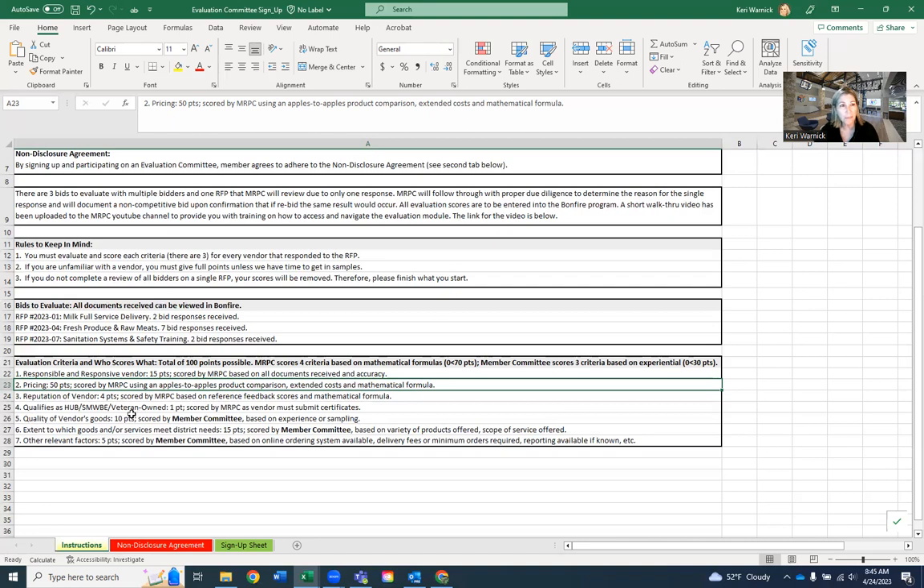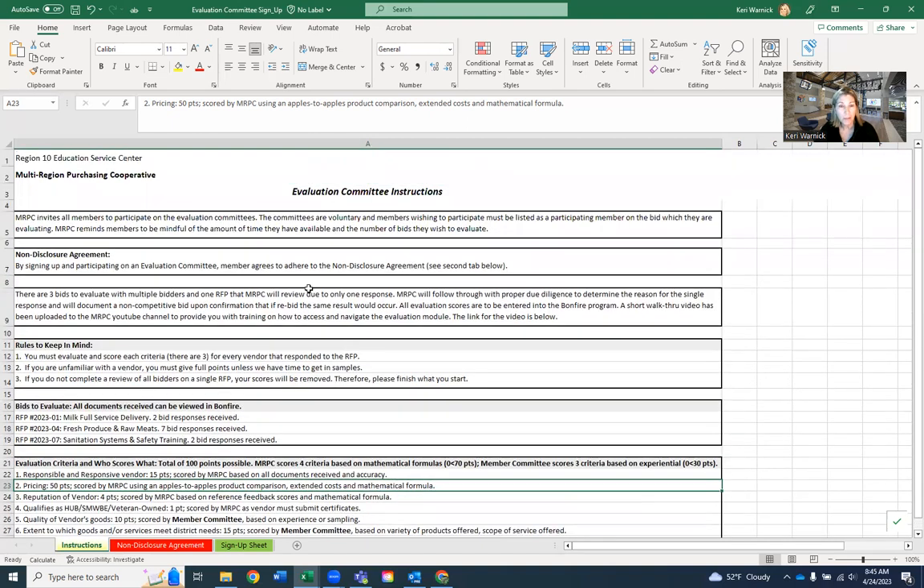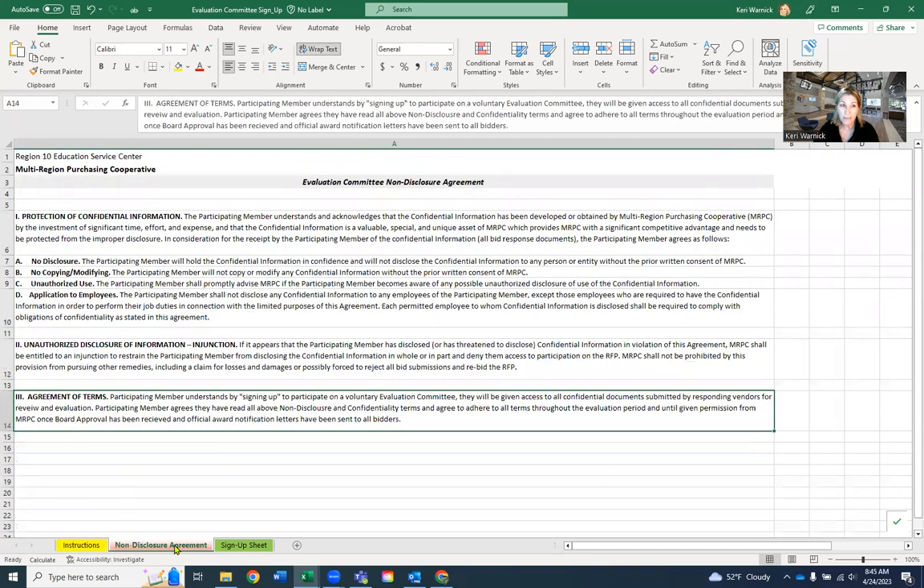So just a couple of things to keep in mind, but please do read through all the instructions to be an evaluator. There's also a non-disclosure agreement. You are required to read it and understand it. Disclosing confidential information during an evaluation period, if it is discovered, is considered collusion, a conflict of interest. It could kill the bid and force multi-region co-op to go back out for a new bid. And it also could prevent you from participating on the bid when we rebid. So please, we take this very seriously.